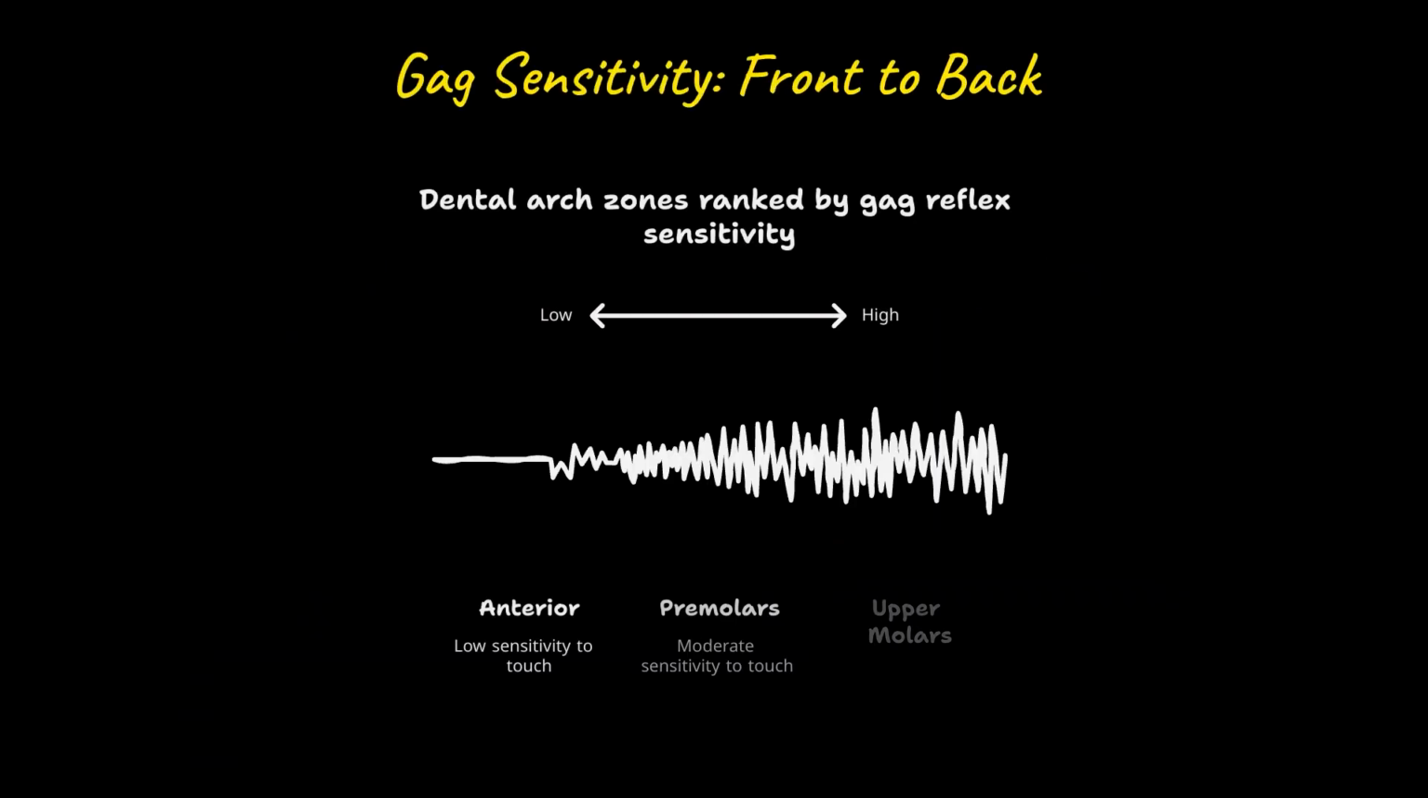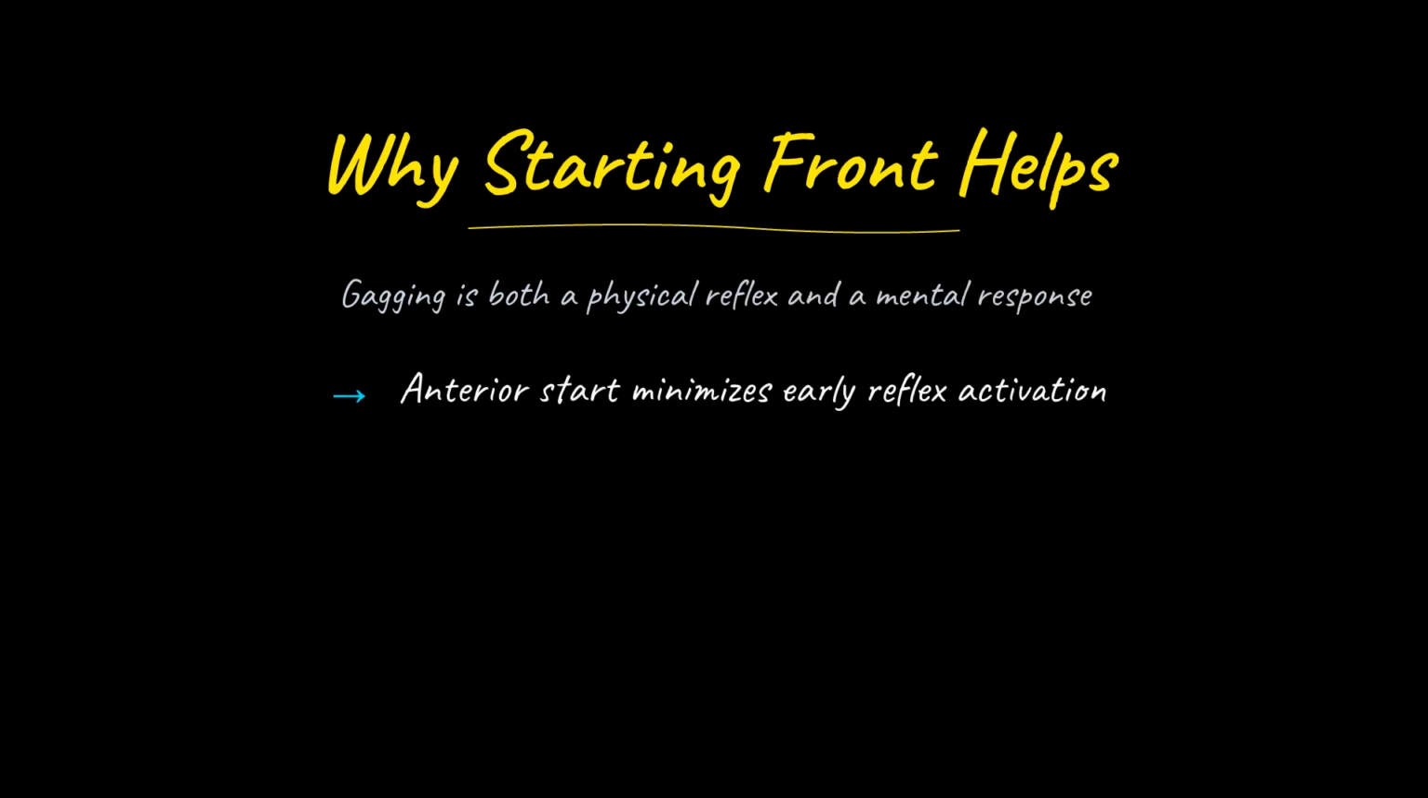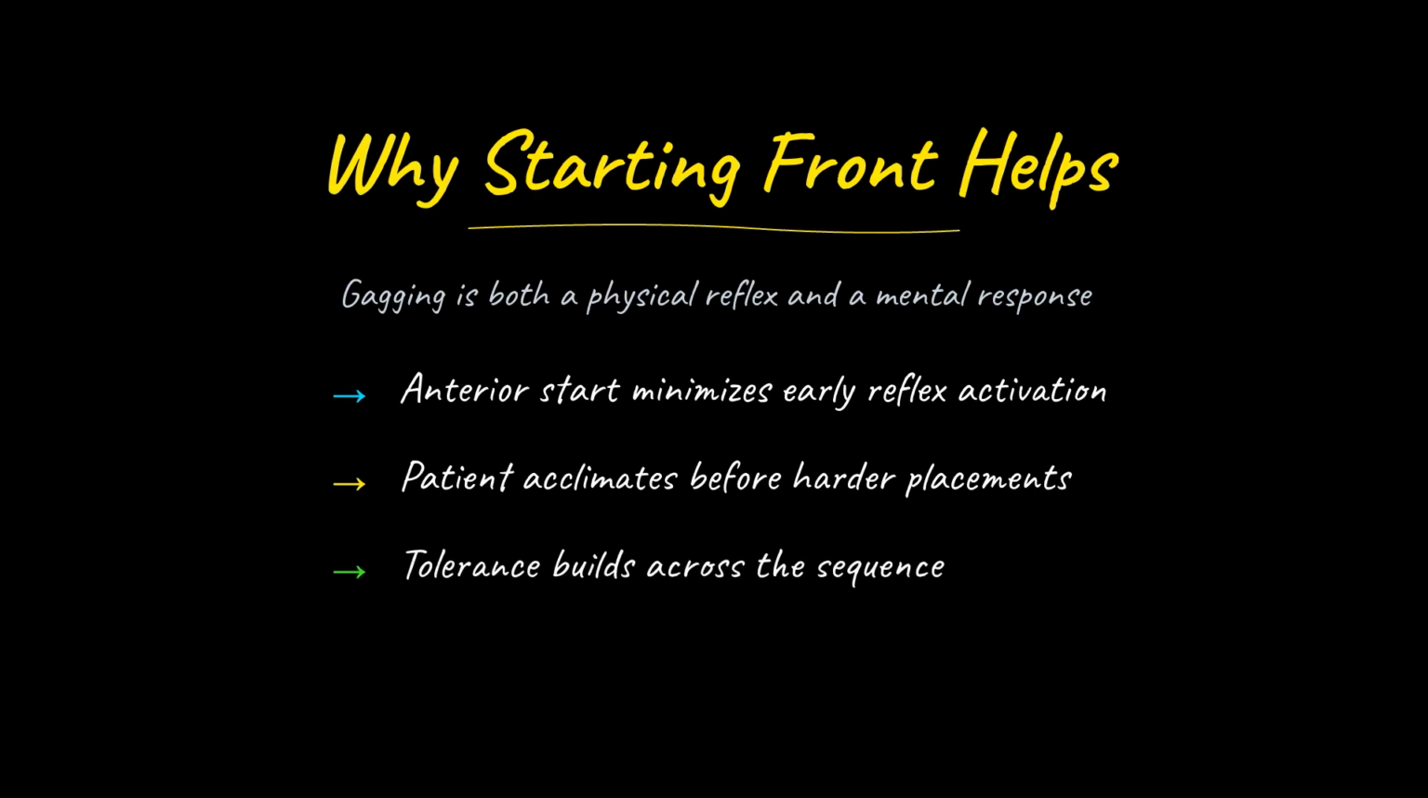The gag reflex is triggered when the receptor contacts sensitive tissues at the back of the palate and throat. Anterior placements sit far from these zones, so patients tolerate them easily. Posterior placements, especially upper molars, sit closest to the trigger zone. Starting at the front works because both the physical reflex and the patient's anxiety ease with a gentle opening. By the time the operator reaches the upper molars, the single most gag-prone region, the patient has found a rhythm and is far better prepared to tolerate them.